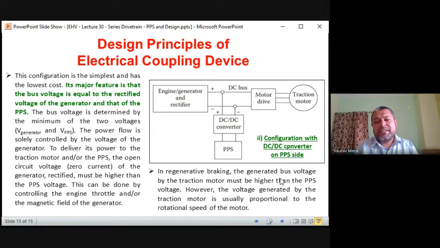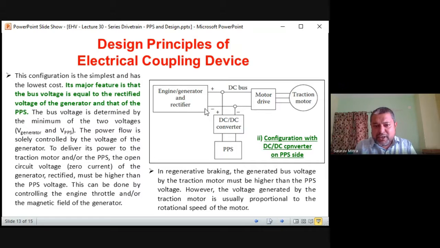In regenerative braking, the generated bus voltage by the traction motor must be higher than the PPS voltage. So if the PPS is 10 volt and the traction motor is generating 2 volt, this 2 volt cannot charge this 10 volt. On the other hand, if the PPS is 2 volt and the traction motor is 10 volt, then only this traction motor can charge the PPS. So in regenerative braking, the generated bus voltage by the traction motor must be higher. That means whatever voltage is coming from outside to the DC bus should be higher than the PPS voltage. Then only this PPS can be charged by regenerative braking.